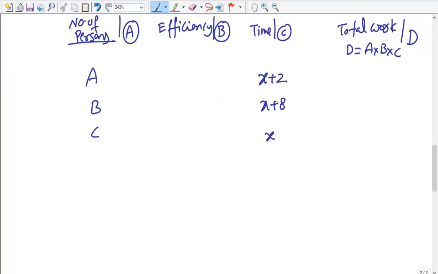Now we have no idea about the efficiencies, we have no idea about the time also. The time is given in terms of a variable actually. So we cannot take the LCM of X plus 2, X plus 8 and X actually.